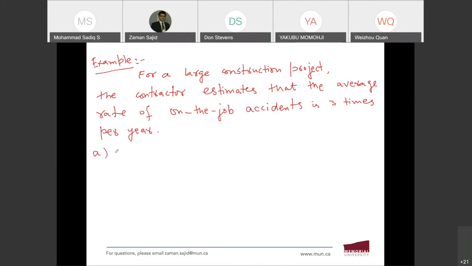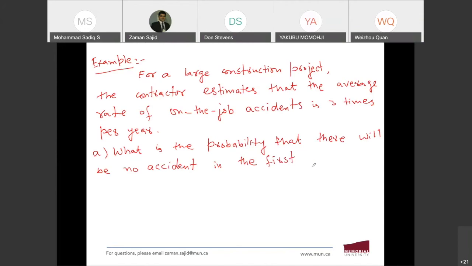The first objective is what is the probability that there will be no accident in the first month of construction.